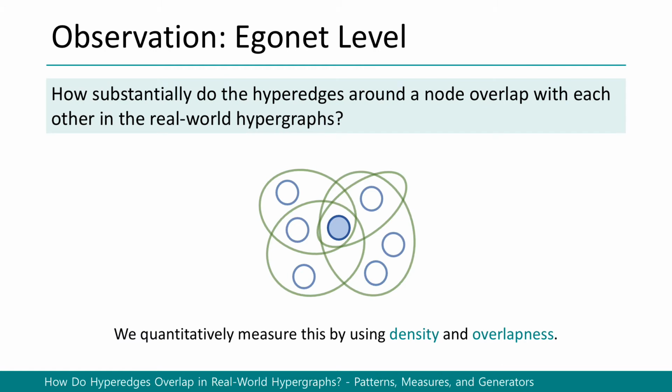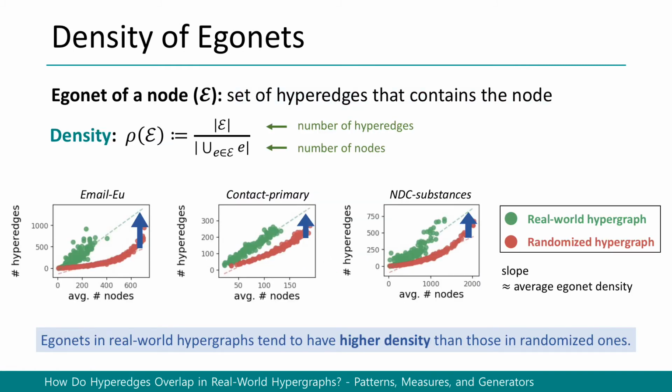Here, our question is, how substantially do the hyperedges around a node overlap with each other in real-world hypergraphs? To answer this question, we measure the density and overlapness of the egonets in the hypergraphs. An egonet of a node in the hypergraph is defined as the set of hyperedges that contain the node. The density of a set of hyperedges is defined as the number of hyperedges divided by the number of nodes. So intuitively, more hyperedges overlapping in a fixed number of nodes makes the sub-hypergraph have higher density.